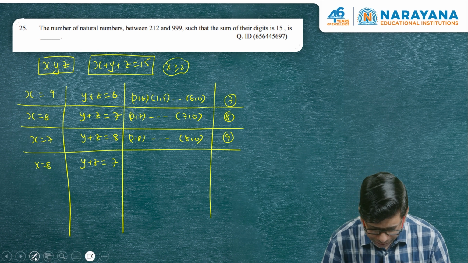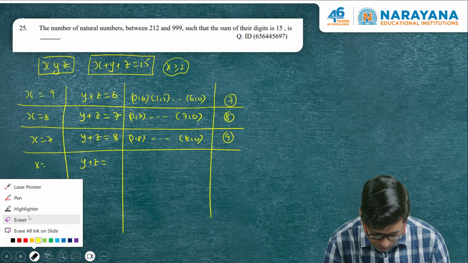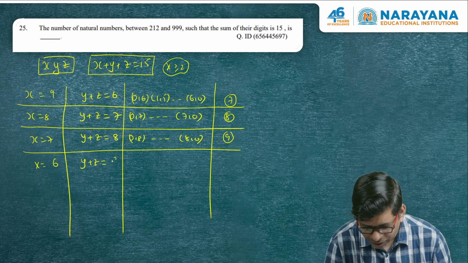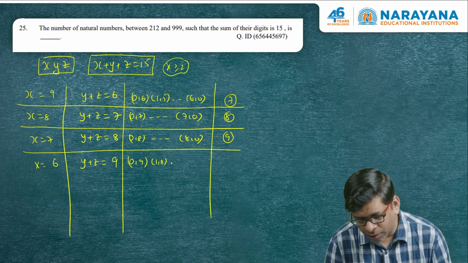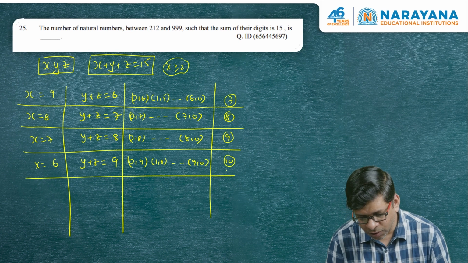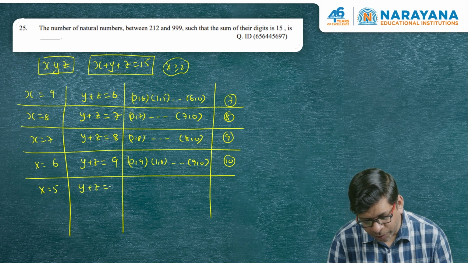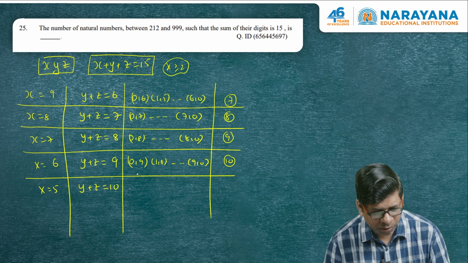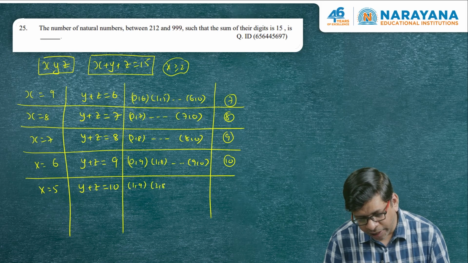Not 8, x equal to 6. When x is 6, then y plus z is 9. Y plus z 9 means 0, 9, 1, 8 up till 9, 0. So we have 10 such numbers. If x is 5, then the sum of the remaining two should be 10. 10 means not 0. Now y and z cannot be 0. It should be 1, 9, 2, 8 up till 9, 1. 9 such numbers possible.